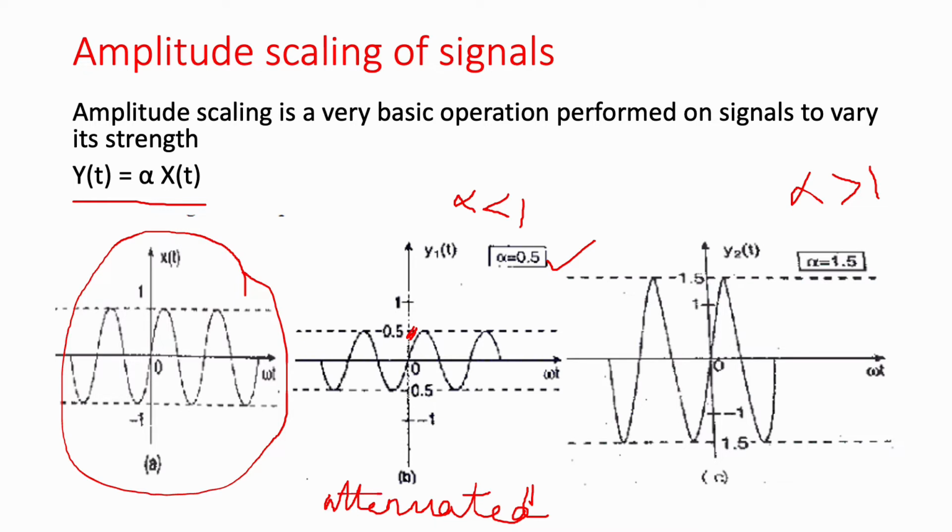The next one, if alpha is greater than 1, for example, if alpha is 1.5, what will happen? The signal x of t is multiplied in the y direction by 1.5. So you will get the answer like this. Compare x of t and y2 of t. y2 of t, the y direction is higher than the original signal. So this is called amplified signal. This is nothing but amplitude scaling of signals.